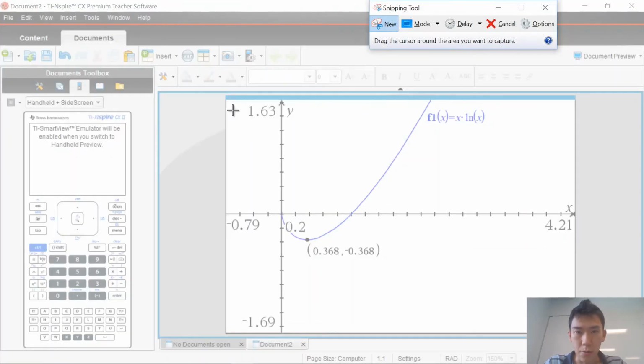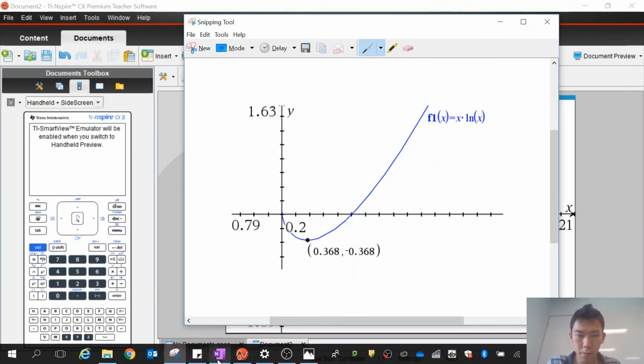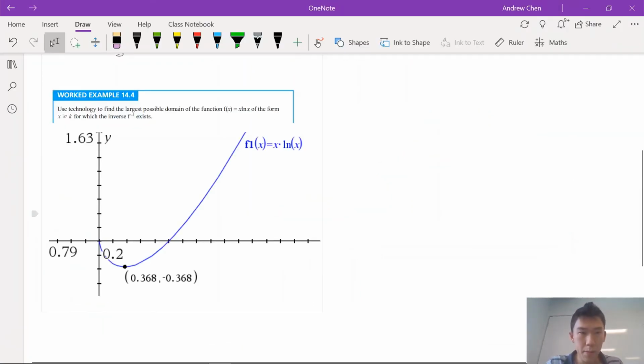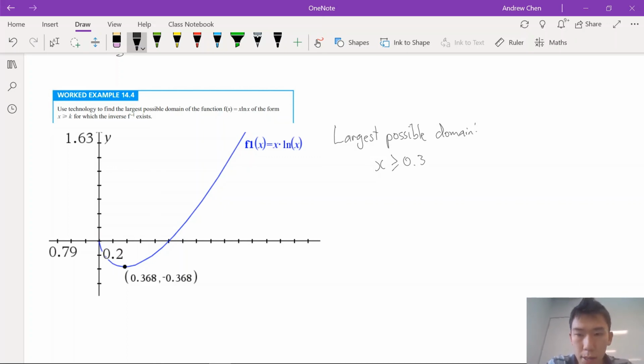So let's clip this over, and then let's answer the question. So largest possible domain would be, well, for an inverse to exist, x has to be greater than or equal to 0.368. Okay, and that's it.